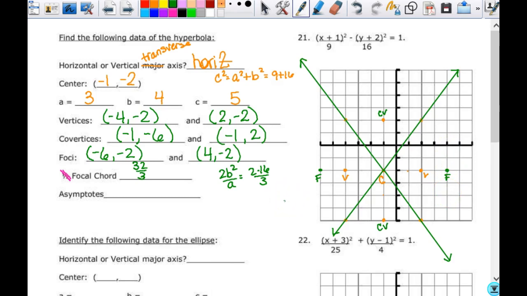You can think of it that way, or you can just go back and look. This would give me 10 2/3, so half of that is 5 1/3. So I would count 1, 2, 3, 4, 5 1/3. Hard to estimate when I don't even have a graph there. And then 1, 2, 3, 4, 5 1/3. Right there.